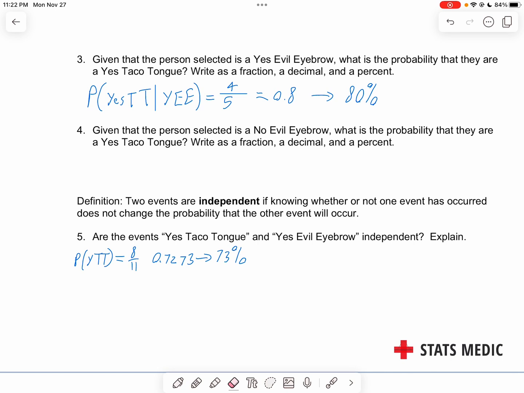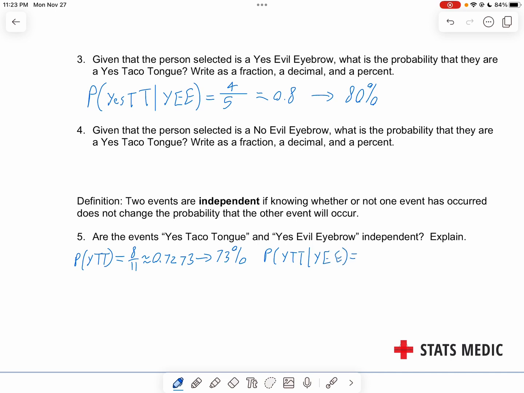And it is an approximate, so I'm going to put those wavy lines right there. Awesome. Now, let's see what it looks like with our condition. Okay, what if we do the probability of yes, taco tongue, given that we know that somebody chose evil eyebrow?